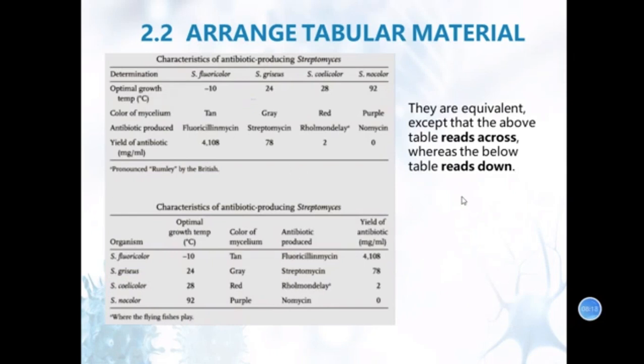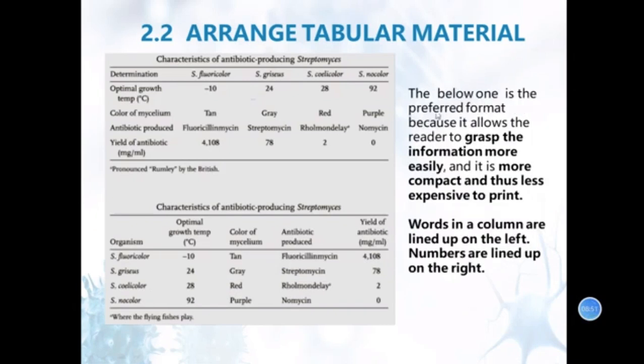The two tables are equivalent except that the above table reads across, whereas the below table reads down. Which one is better, do you think? The above one or the below one? The above one reads across, and the below one reads down. What do you think? The below one is the preferred format because it allows the reader to grasp the information more easily, and it is more compact and thus less expensive to print.